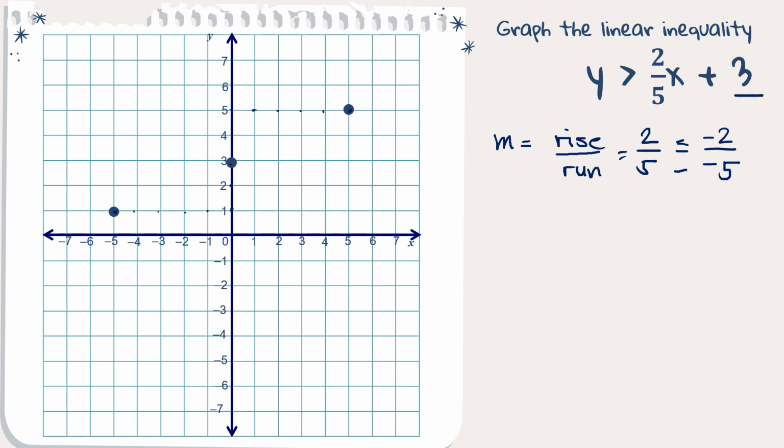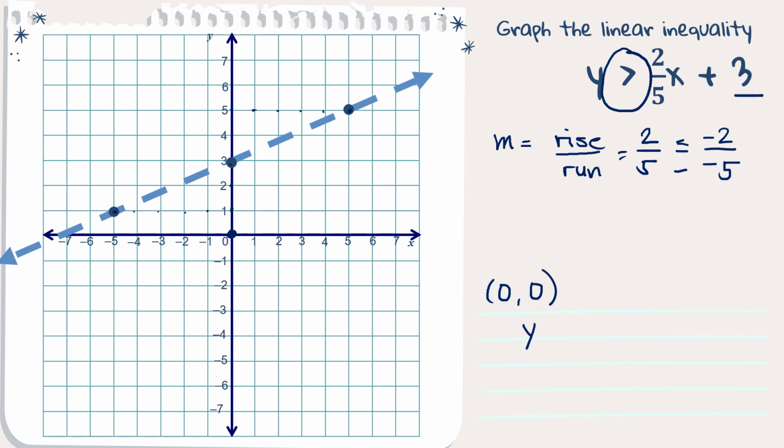But we have the linear inequality symbol greater than. So what type of line are we going to draw? Correct. We're going to draw a dashed line. Again, we are going to check which side we are going to graph. So let us use (0, 0) once again for us to easily check. So we have y, which is equivalent to 0, and y is greater than 2 over 5 x plus 3.